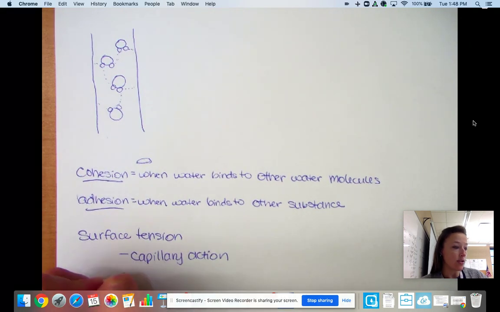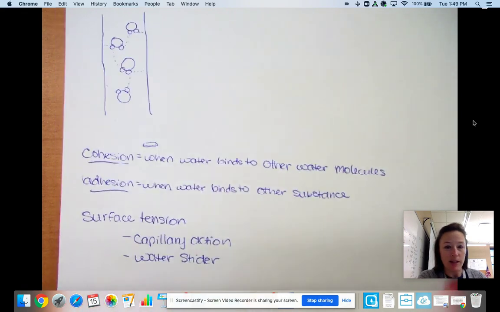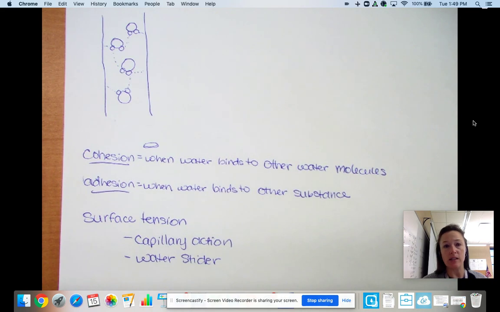Surface tension also allows things to walk on water, so things like a water strider. If you Google that, you'll see this spidery looking thing that can walk on water, and it's just because the water molecules are sticking to each other, and his little feet stick to the water molecules, and so it allows him, he is light enough that he will not break those bonds.